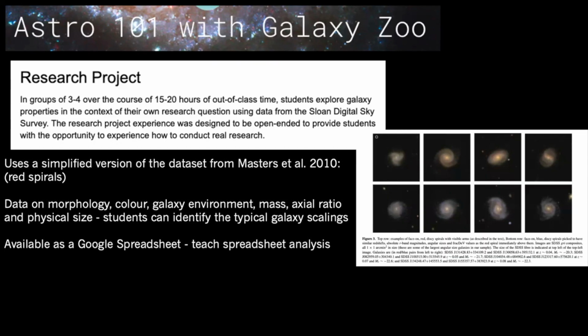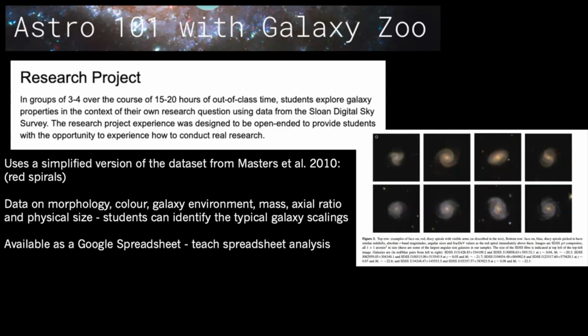It has morphology, it has magnitude or brightness measurements, so you can construct color, and you have to teach about astronomical color. It has information on galaxy environment, galaxy mass, axial ratio, and physical size. And you can use that data to identify a bunch of different scaling relations in the galaxy population. And it's all on a Google spreadsheet.